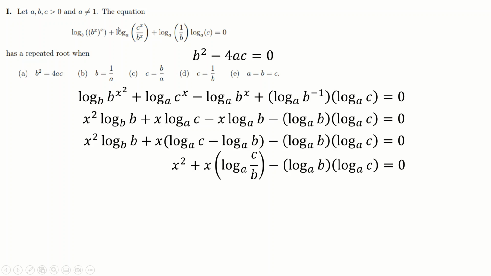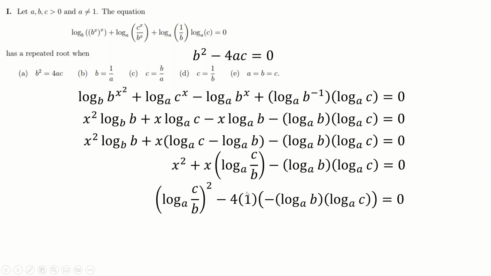And of course, we're looking for this to have a repeated root. We need b squared minus 4ac to be 0. So this is a, is just 1. This is b, and this is c. So I want b squared, which is this, squared, minus 4 times 1 times this to be 0, to have a repeated root. And now here, I actually thought this would be better.